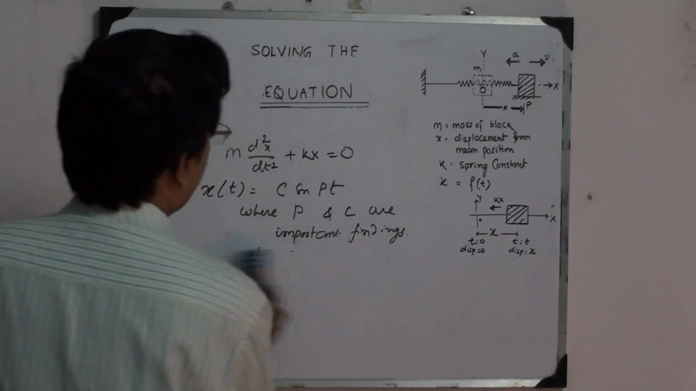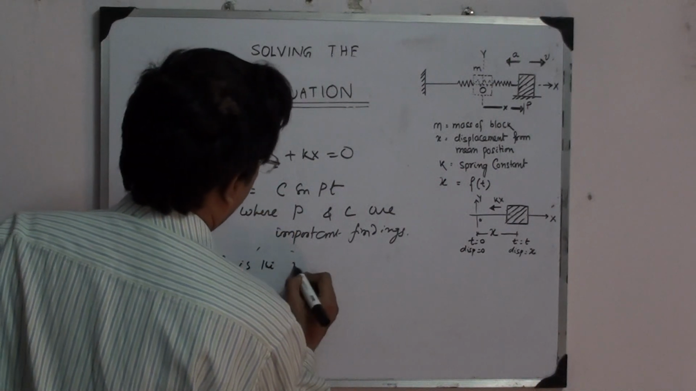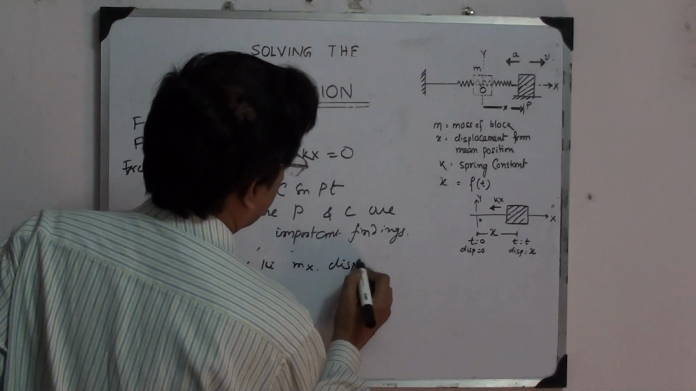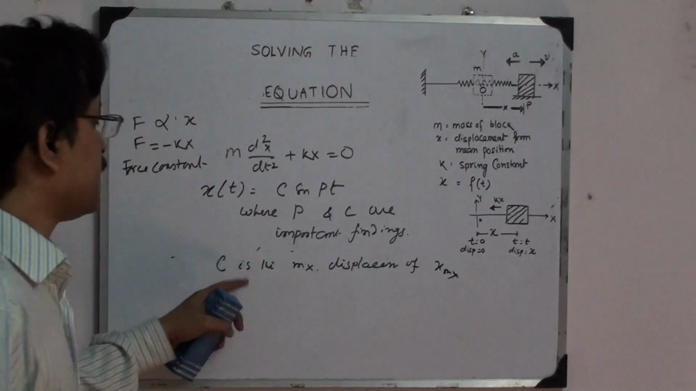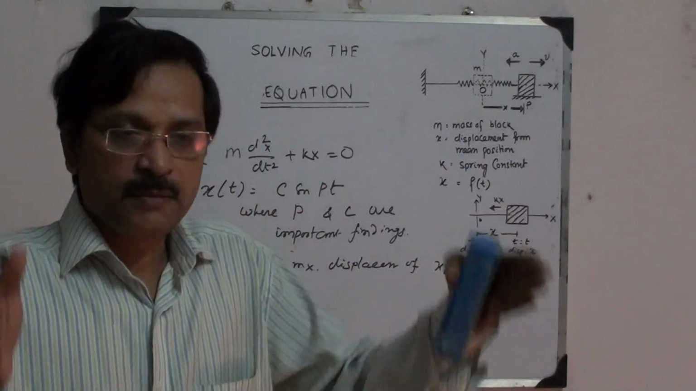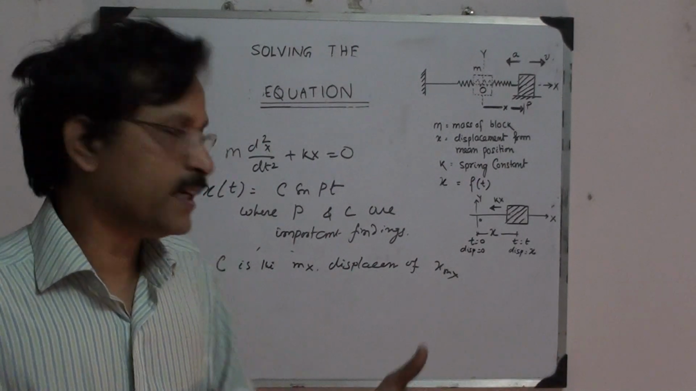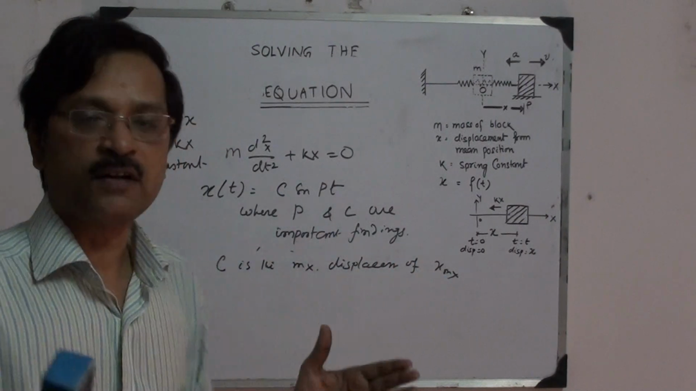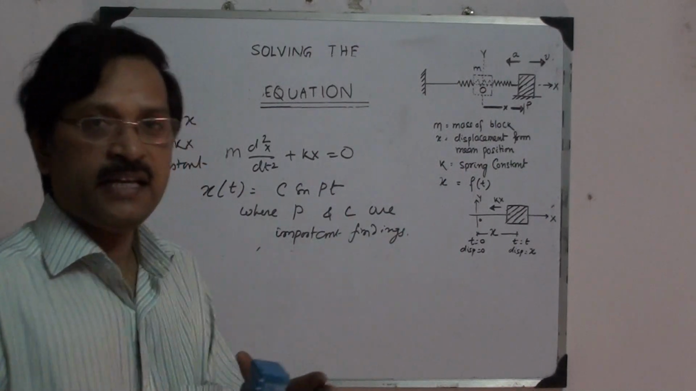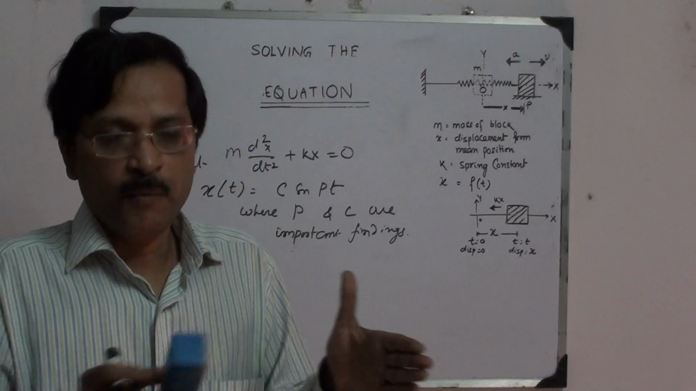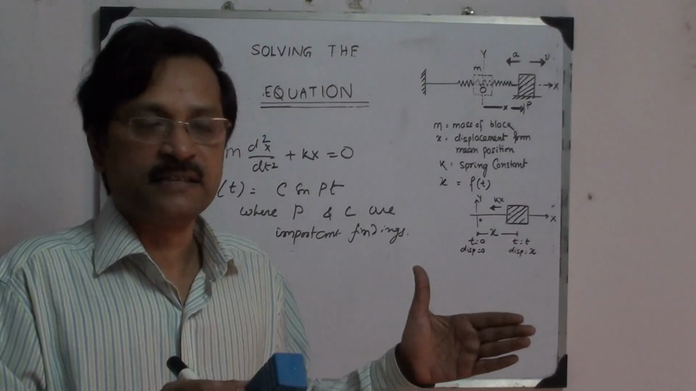What is the other important term we have seen in this equation? C. C is the maximum displacement or x max. What is x max? It is the maximum displacement inside the SHM that the particle or the body executes. So this x max is often called the amplitude of motion, and x min is the negative amplitude. That means the body moves between the positive extreme and the negative extreme, which is a and minus a.